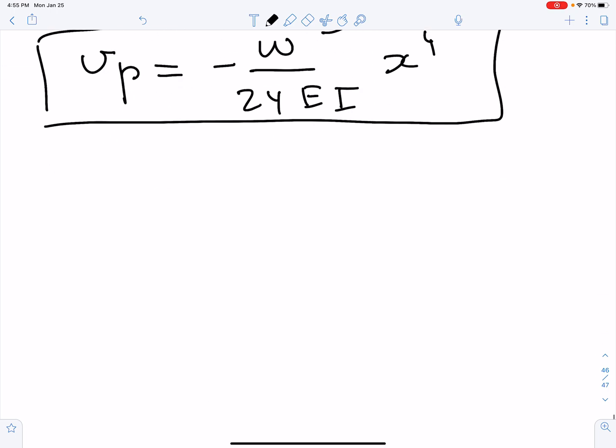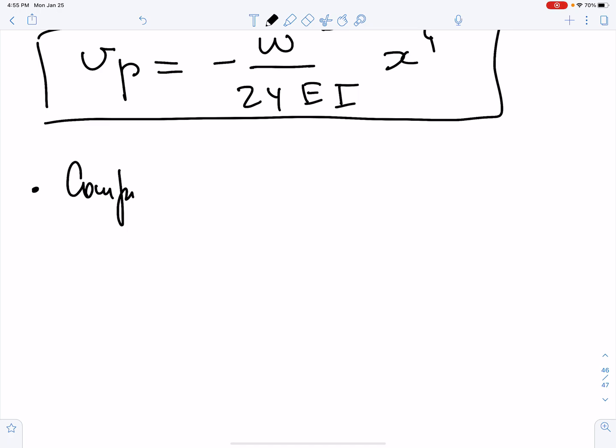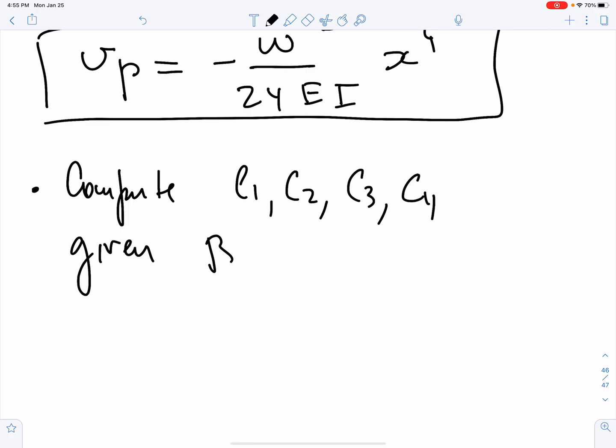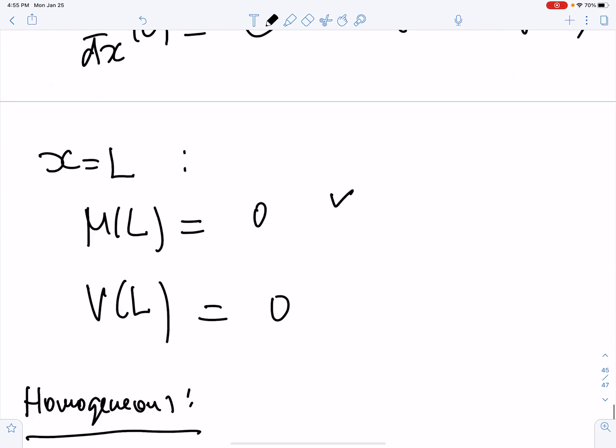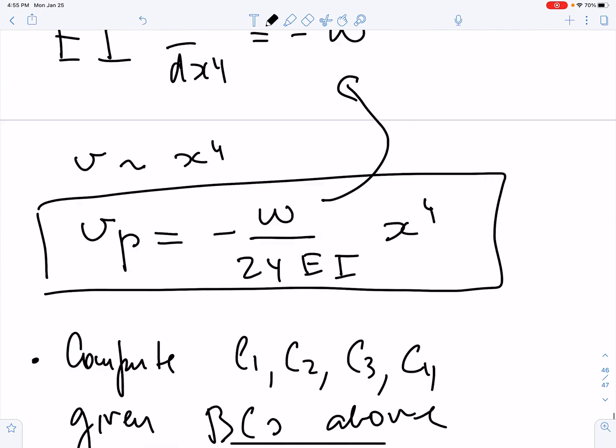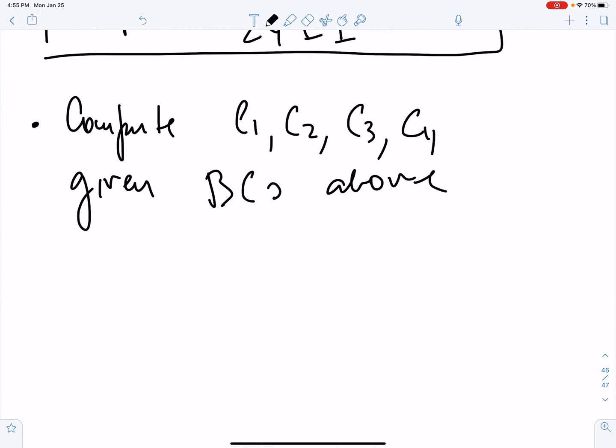So what's the next step? We need to compute C1, C2, C3, C4, given the boundary conditions above. Let's look at those. We have 1, 2, 3, and 4 boundary condition statements, and we have 4 coefficients. So again, everything checks out. I'll let you follow the notes. Take a look at page 114 for finding the constants.